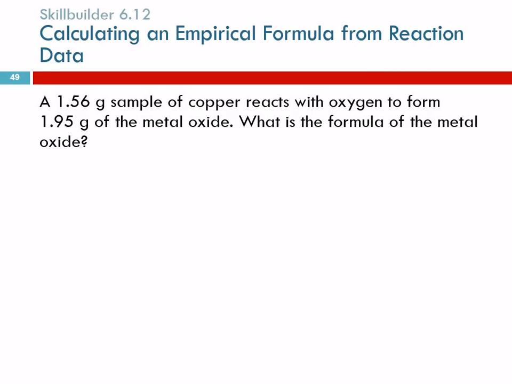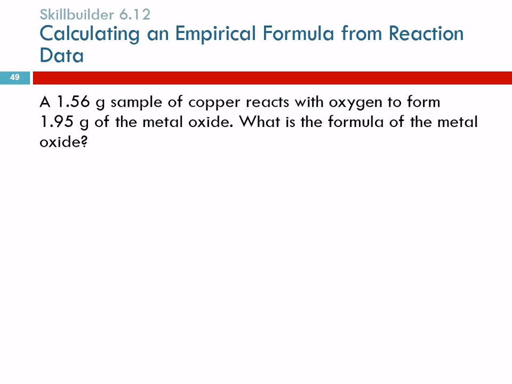Here's a slightly different one. This is very similar to what we're going to do in lab. A 1.56 gram sample of copper reacts with oxygen to form 1.95 grams of the metal oxide. What's the formula of the metal oxide? They're not just handing us masses or percentages on a platter. This is more like the data you're going to get in lab.